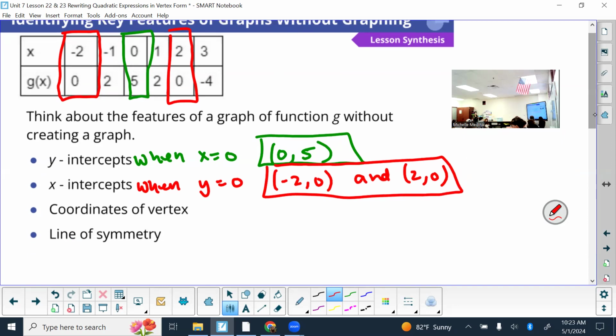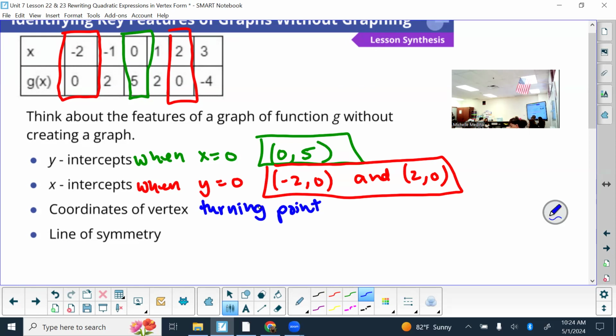All right, vertex is so easy to identify. You just might not have ever done it from a table before. How do you identify the vertex when you look at a graph, for example? It's always the turning point. So if you remember that, then you should be able to identify the turning point from a table.